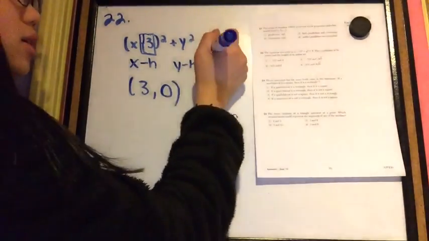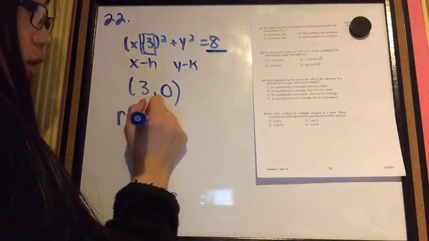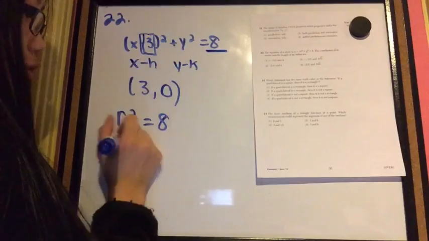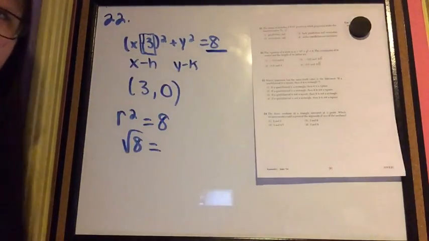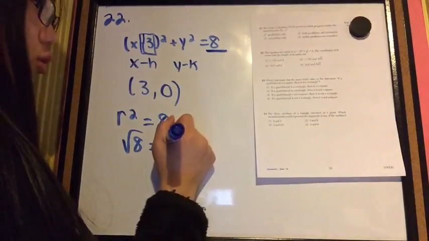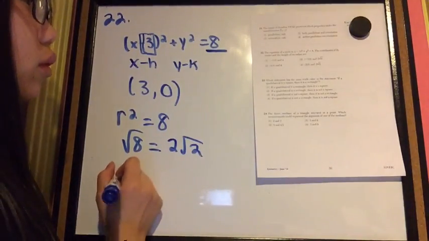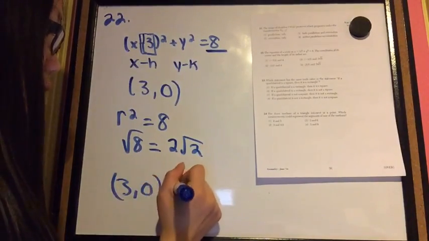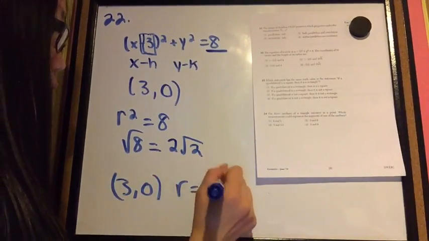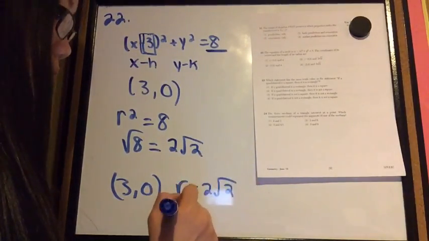The radius has to do with this number right here. That would be r squared equals 8. The square root of 8 to get r is 2 square roots of 2. So it would be 3, 0, and the radius equals 2 square roots of 2, which is option number 4.